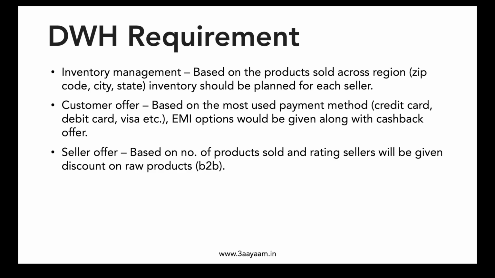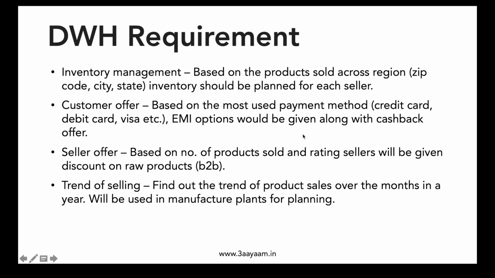They will be given discount on raw products. This is mainly to increase the adoption of B2B or increase the selling or reward the sellers. Then there's one more wherein the business analysts want to find out the trend of selling. In this, we have to find out the trend of product sales over the months in a year. Again, product sold over the months in a year, and it will be used in manufacture plans for planning, maybe streamlining the supply chain or assembly line, etc.